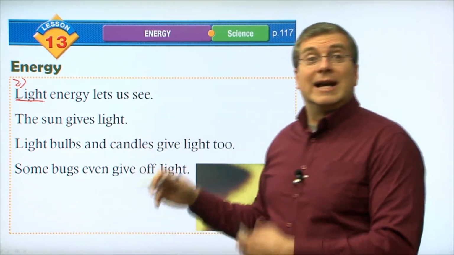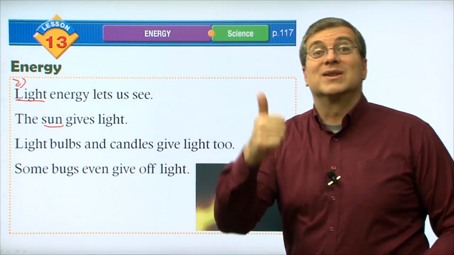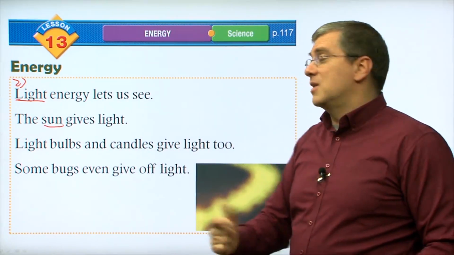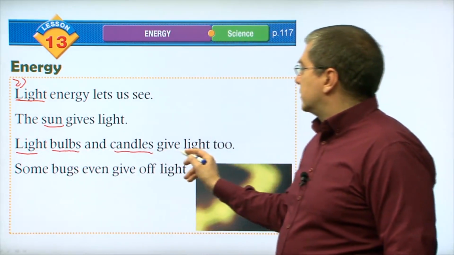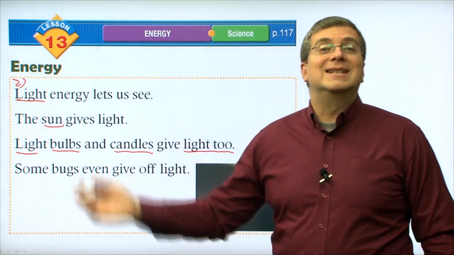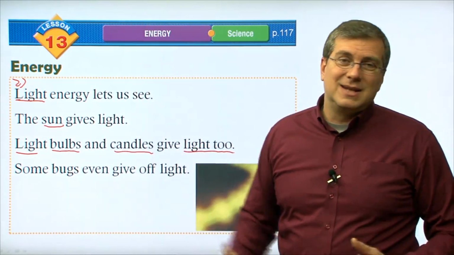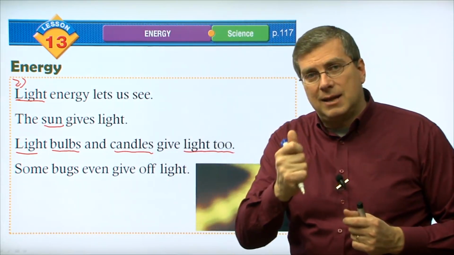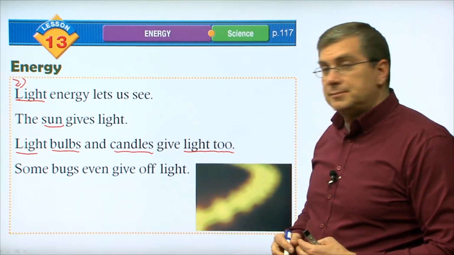The sun, again, gives light, right? The sun is really important. It gives us heat energy. It gives us light energy. So very important for us. Light bulbs and candles give light too. Of course, at nighttime or inside a building, we can't see the sun, so we use light bulbs or sometimes candles, and then that gives us light so we can see.